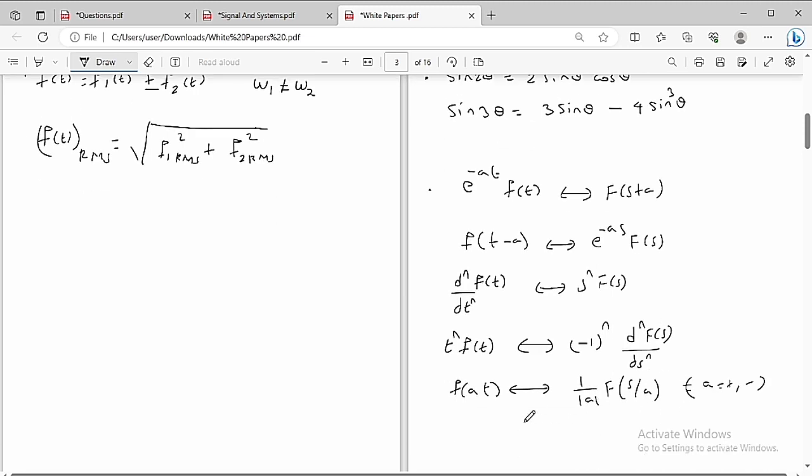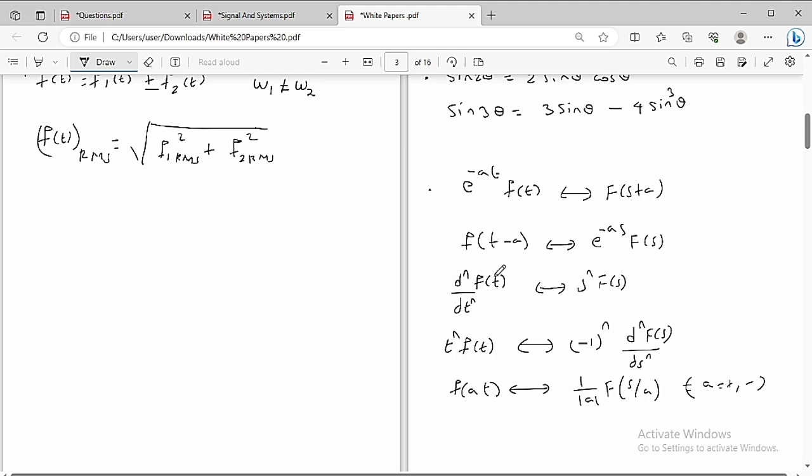And f(at) has Laplace transform (1/|a|) F(s/a), where a can be either positive or negative. For unilateral transforms there will be initial conditions, so there will be some extra terms here, and this is something we are going to witness. For a bilateral transform there will be no extra terms. For the unilateral transform extra terms are going to be present.